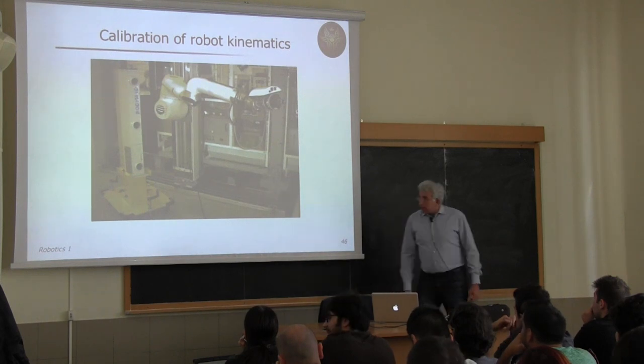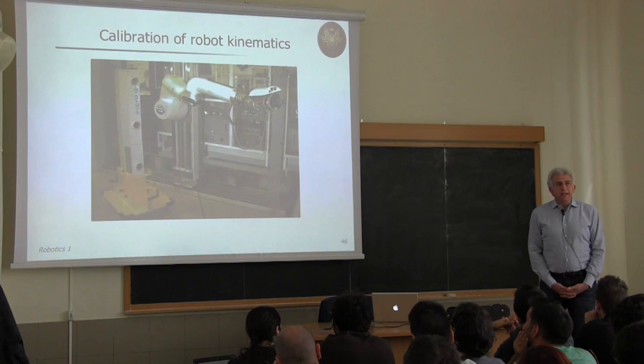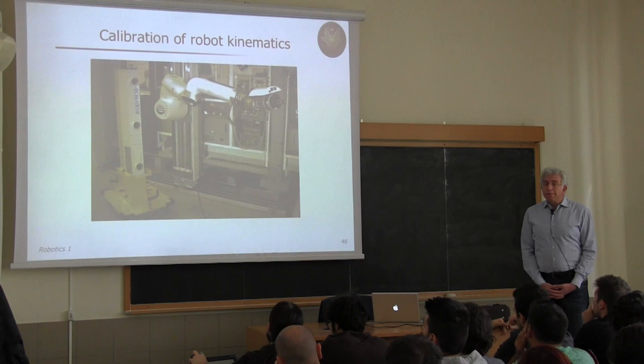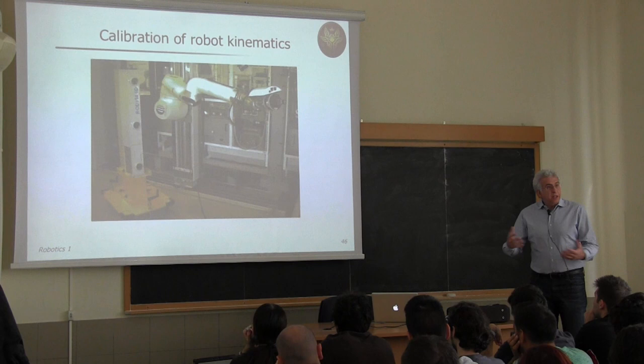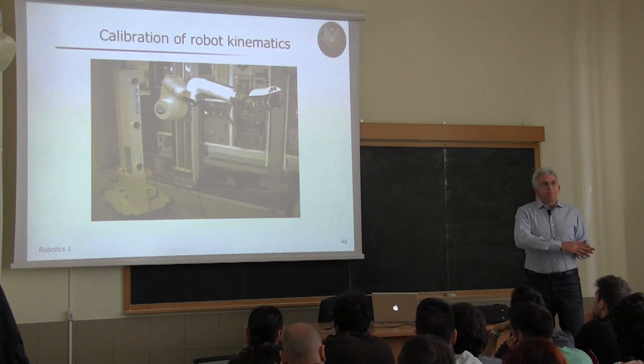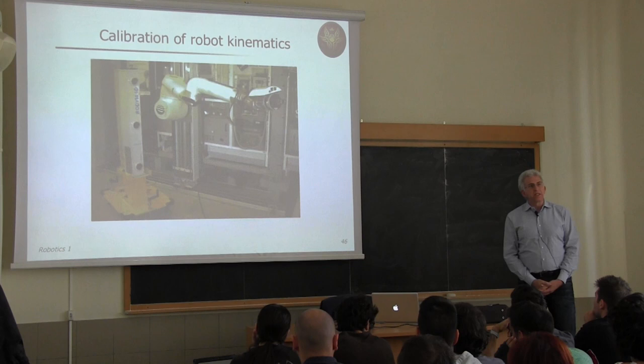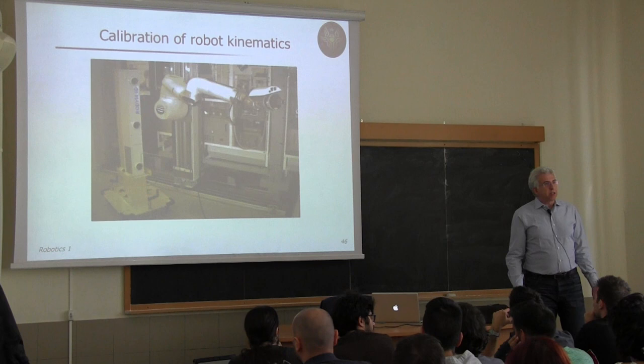So these robots, before being shipped out of the factory, are usually calibrated. Calibration of the robot kinematics essentially deals with the problem of considering the robot as a measuring machine that places its end effector somewhere in the workspace, with respect to the base reference frame, in a sufficiently accurate way.